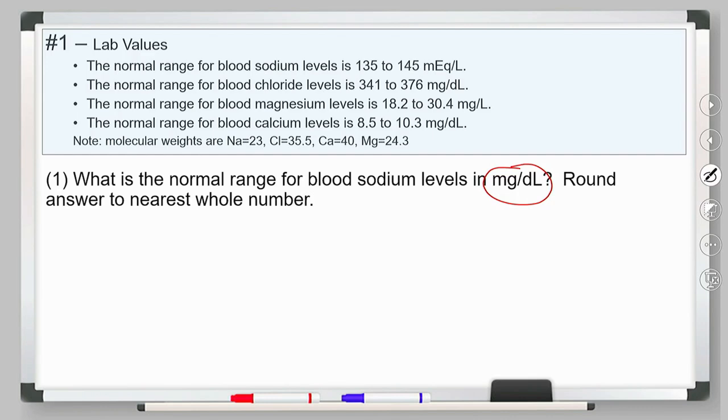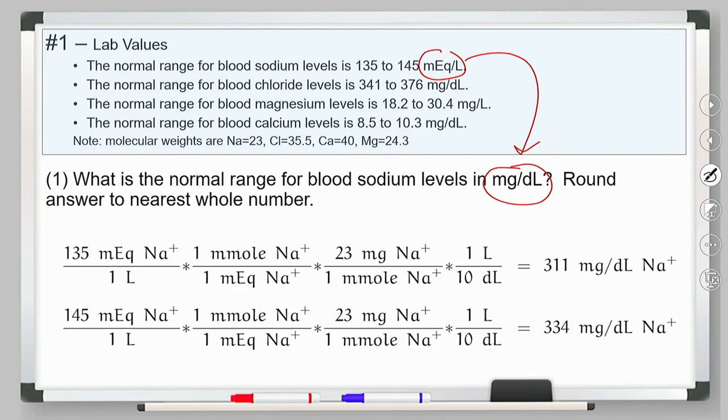What are we starting with? Well, for sodium, we are starting in milliequivalents. So we want to go from milliequivalents per liter to milligrams per deciliter. All right? Can you do that? So again, I'm going to show you the low end of the range. The low end is here and the high end is here. The math is the same. So this was just a chance for you to practice both of them. So let's focus on one of these.